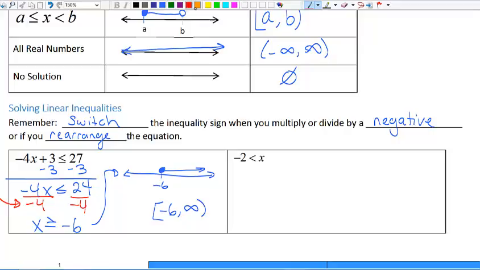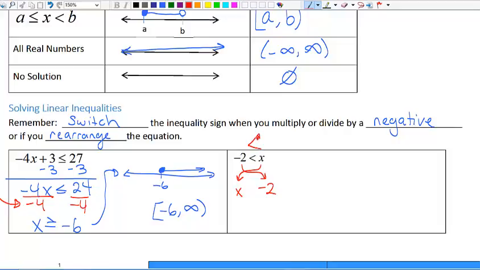The only other time you'd switch your inequality is if you want to rearrange it, which I'll show an example of here. Negative 2 is less than x is a fine solution. It's just sometimes hard to graph when the x is in the back and not in the front. So if you choose to put the x in the front and the value in the back, well, your inequality sign still has to read correctly.